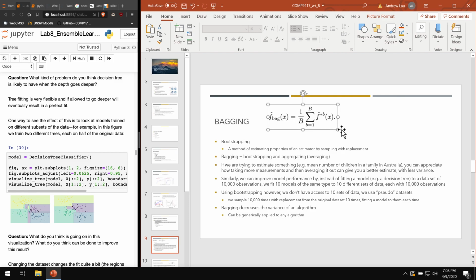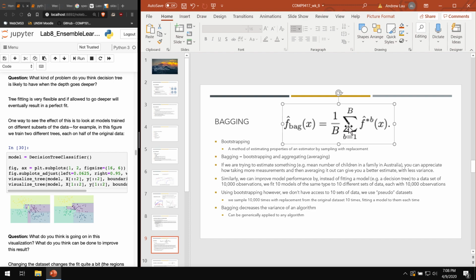Now, this is a formulation from Introduction to Statistical Learning. I hope this doesn't confuse you too much. What this is saying is, f of x gives you the response or the target, and the hat means an estimator. So it's an estimate of the response for a given feature predictor. Then 1 on B, where B is the number of bootstrap samples, so we're averaging here.